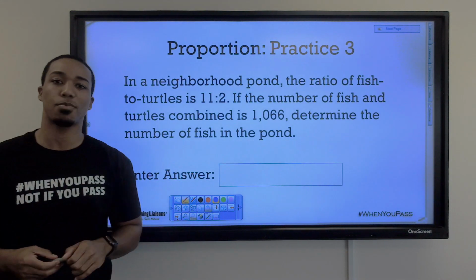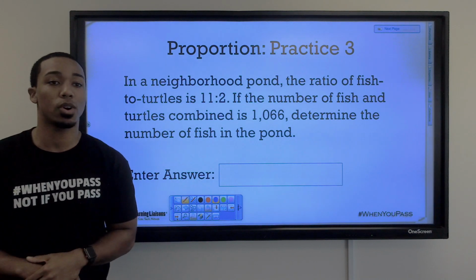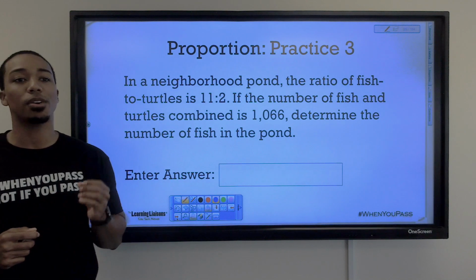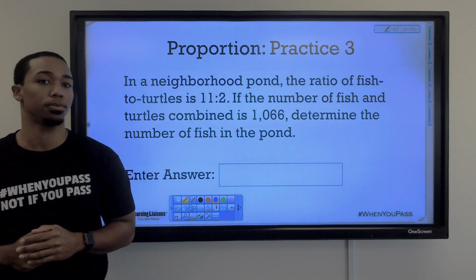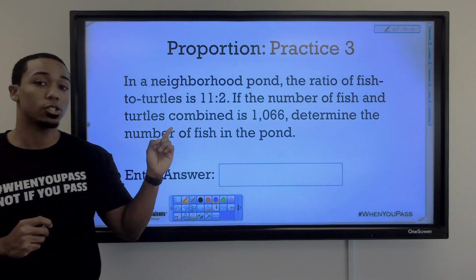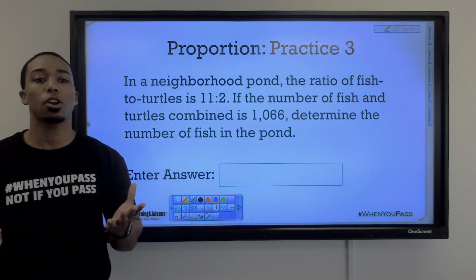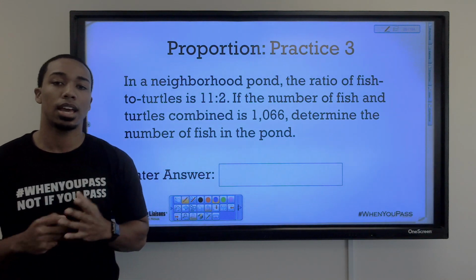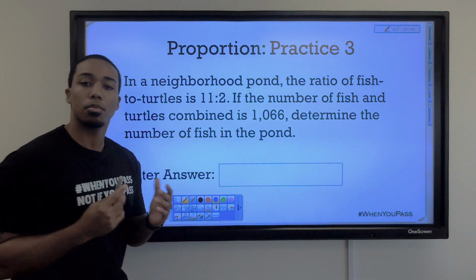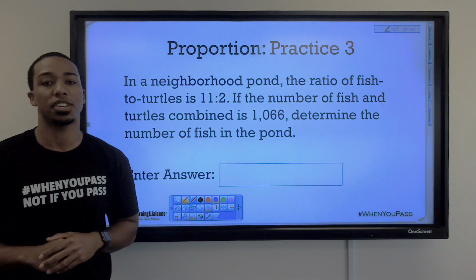All right, last practice problem here. The last pre-quiz question. Hopefully we're doing all right so far. In a neighborhood pond, the ratio of fish to turtles is 11 to 2. If the number of fish and turtles combined is 1,066, determine the number of fish in the pond. This is one of those questions in the Praxis exam where you will be asked to just type the number out on the test.